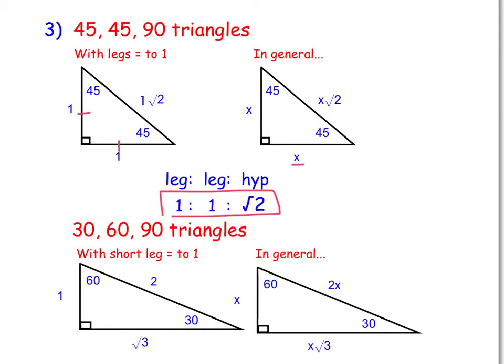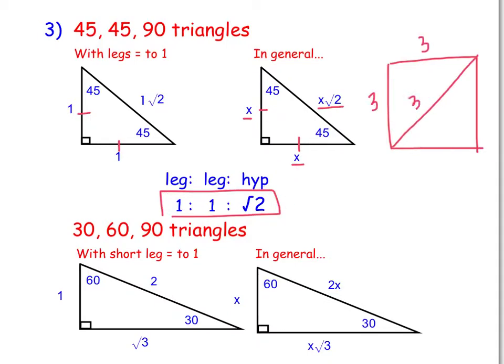So what this looks like with x's, you call the two legs x. They're both the same again. The hypotenuse would be x times √2. So this is just a common thing that happens a lot. You see it a lot in squares. So if I want to find the diagonal of a square that has sides 3 and 3, if I just know my 45-45-90 triangle, I know that the diagonal is 3√2.